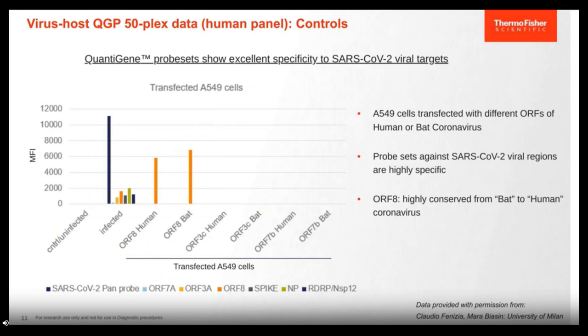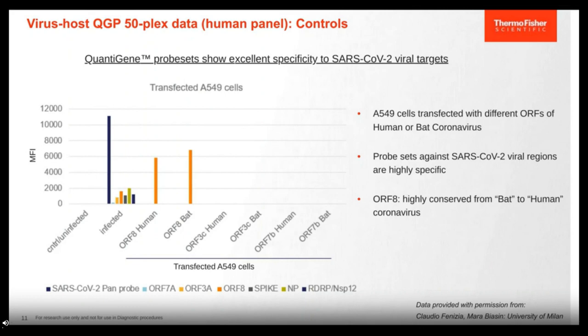In another experiment, the collaborators from Milan used A549 lung epithelial carcinoma cells as in vitro SARS-CoV-2 lung infection model. A549 cells were transfected with different ORFs of either human or bat coronavirus. Cells were lysed and measured using QuantiGenePlex 50-plex human panel.